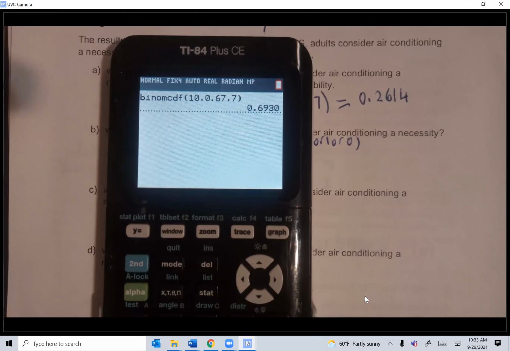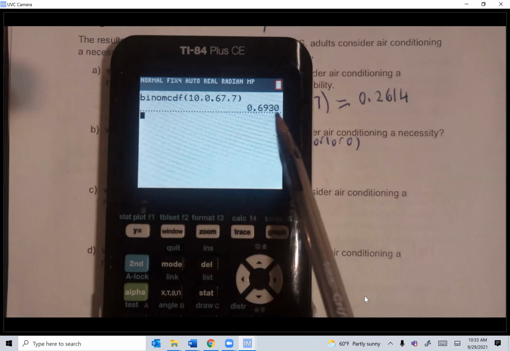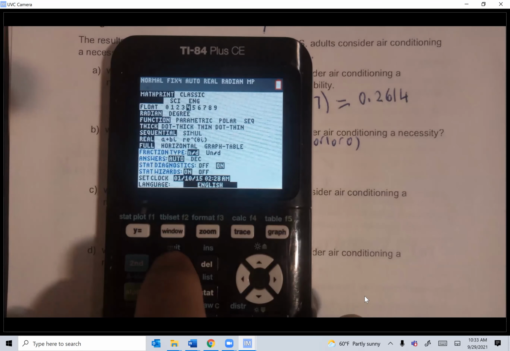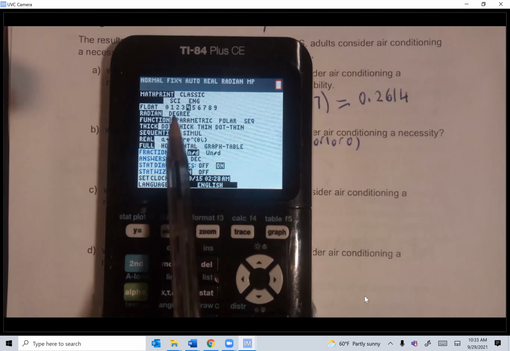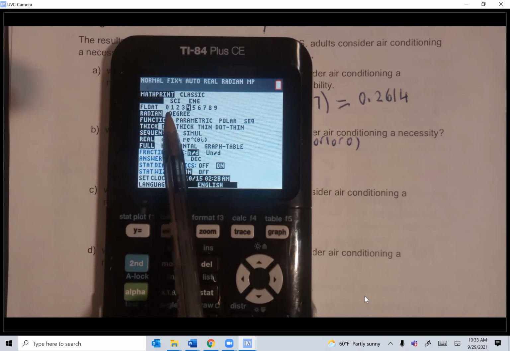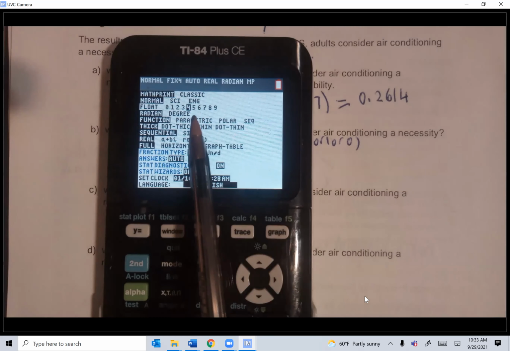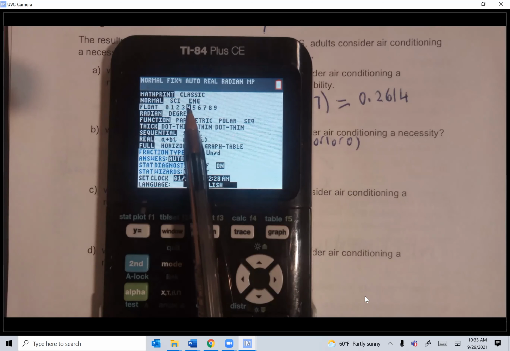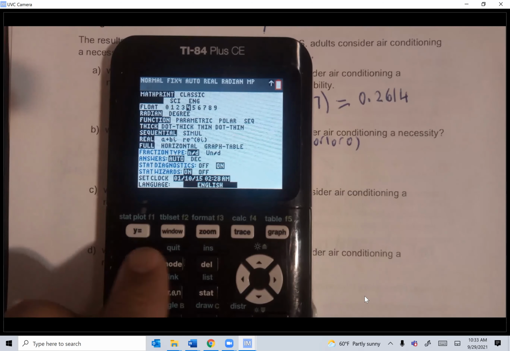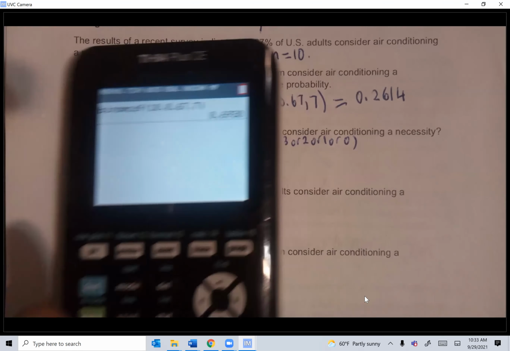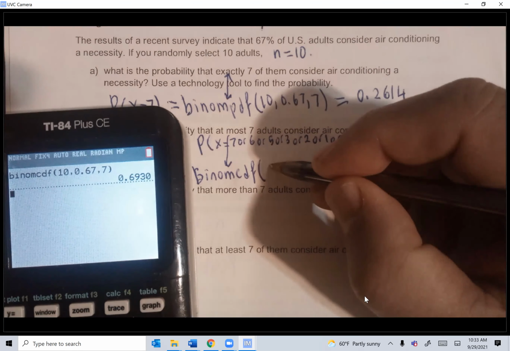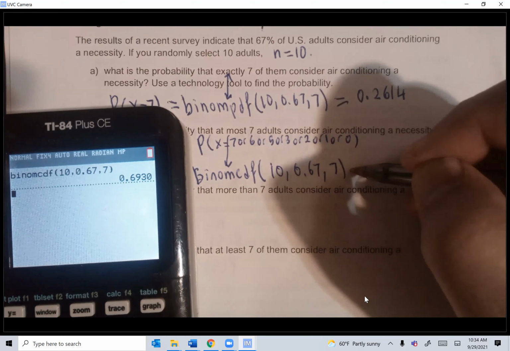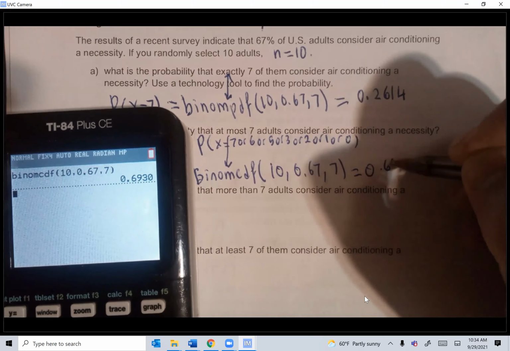0.6930. Now, probably you'll ask me a question, why your answers are shown with 4 decimal places. This is what I did, guys. I went to mode, and you can see here, I changed this number to 4. So for this chapter, it will be safe to do that because most of the questions will ask us to answer in 4 decimal places. So if I quit, and that's the answer. So you put 10 first, this is 0.67, and then 7, and then you get the answer 0.6930.